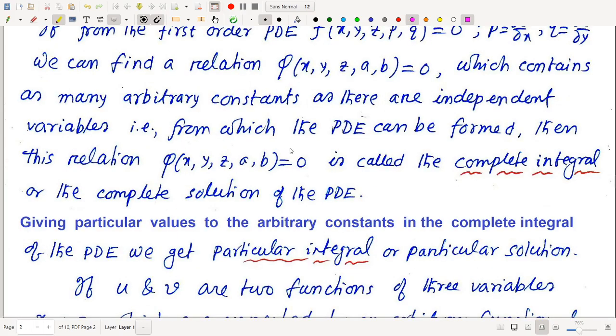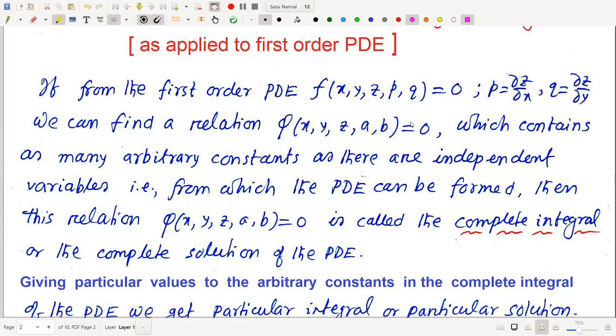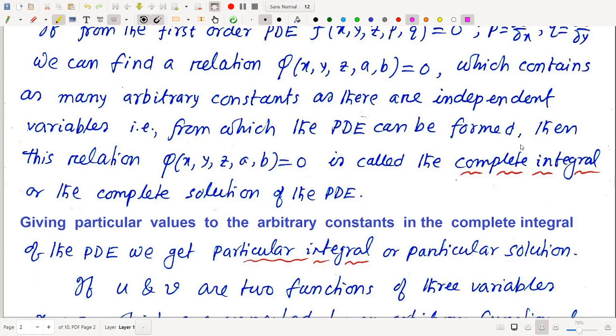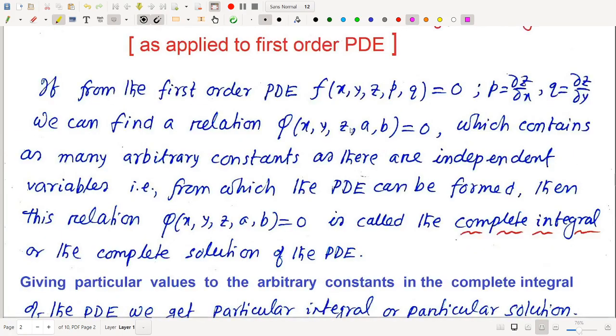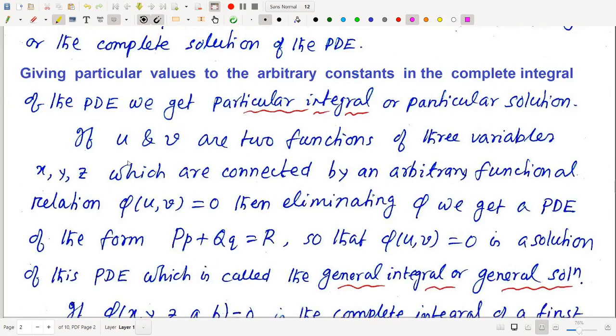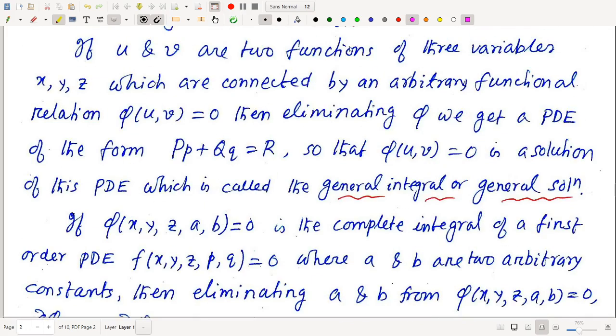that is, from this phi x, y, z, a, b equal to 0 the PDE can be formed, then this relation phi x, y, z, a, b equal to 0 is called the complete integral or the complete solution of the PDE. When the number of independent variables equals the number of arbitrary constants in the solution, that integral is called the complete integral. Now giving particular values to the arbitrary constants in the complete integral of the PDE, we get a particular integral or particular solution.